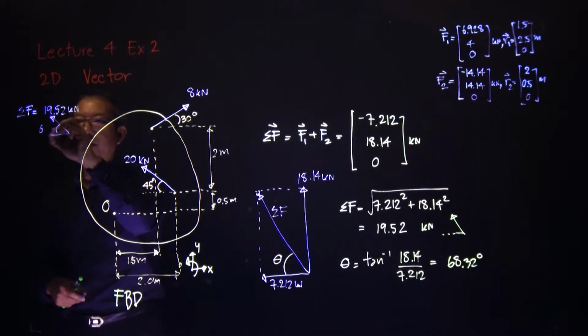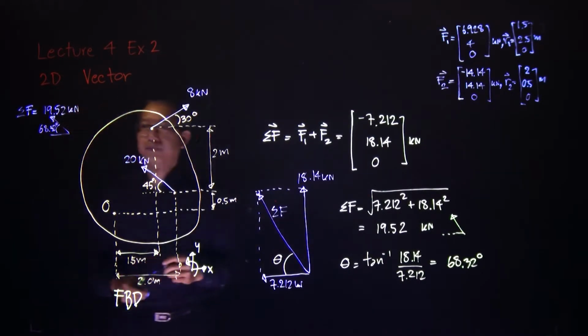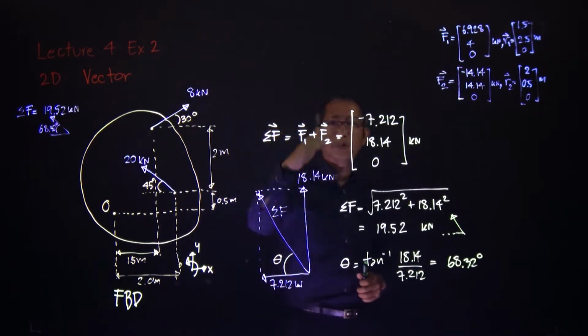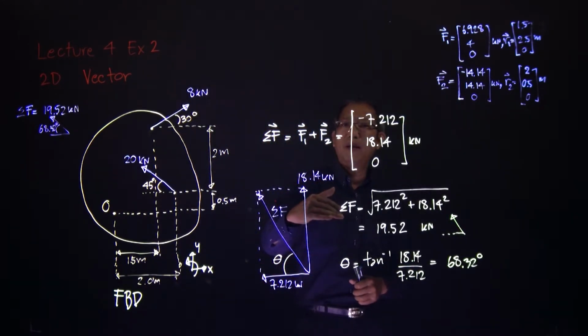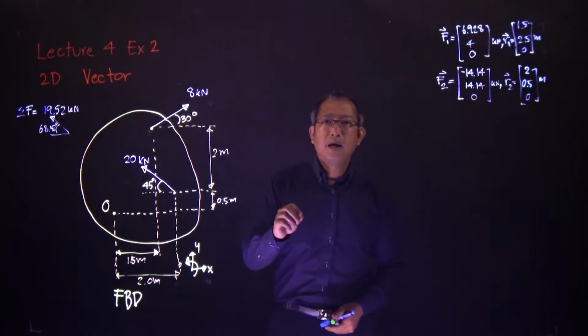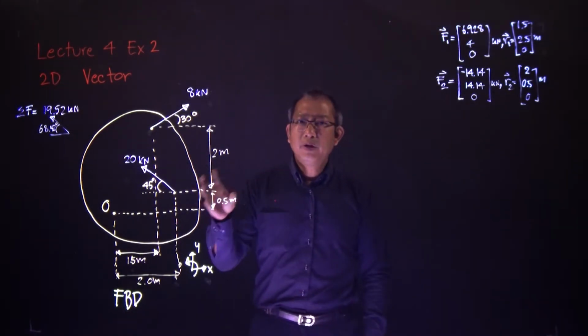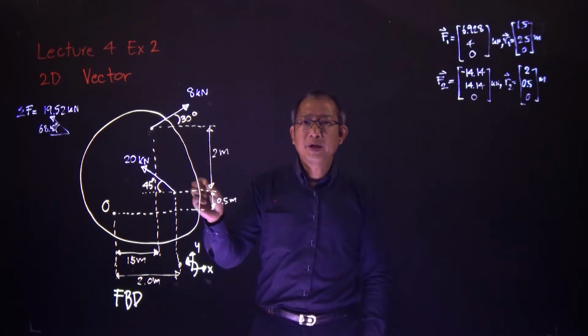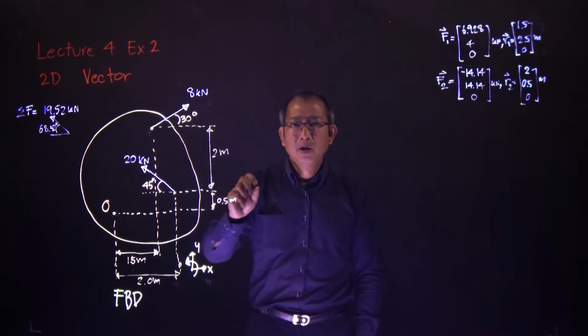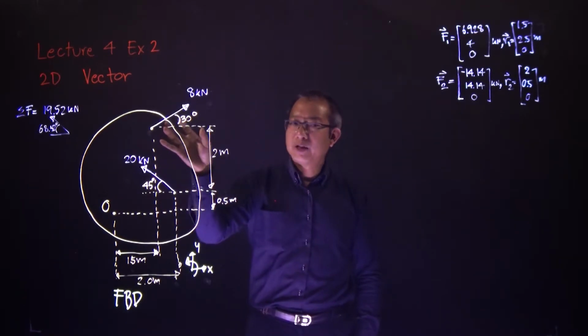That angle is 68.32 degrees. Okay, so now I will get rid of this so that we can start with the moment calculation. Okay, now it's time to calculate the moment. With the vector analysis, the moment cannot be calculated as one equation of the summation in one go. We have to calculate the moment separately first.